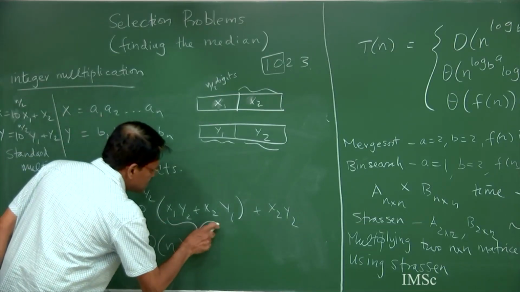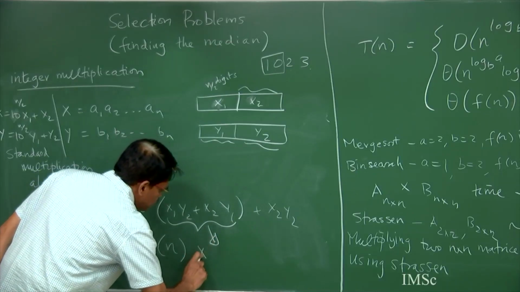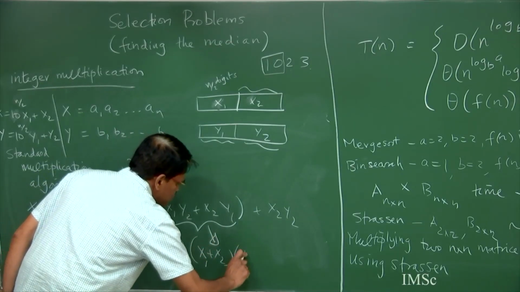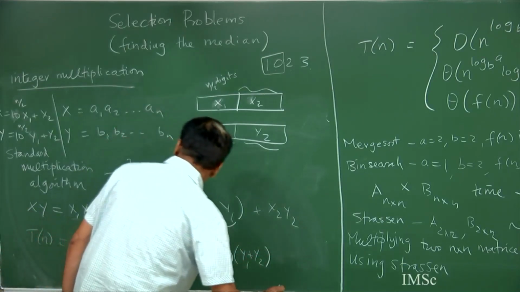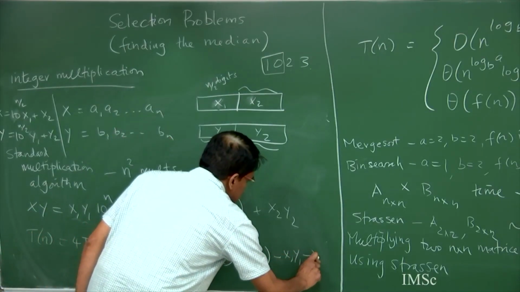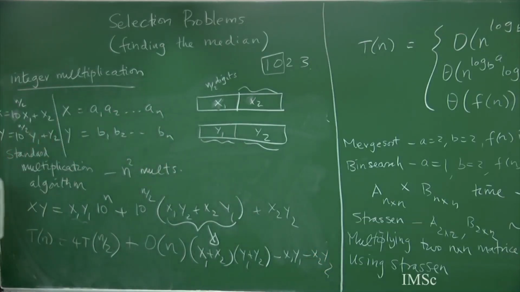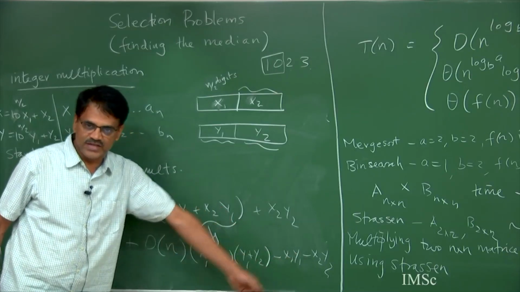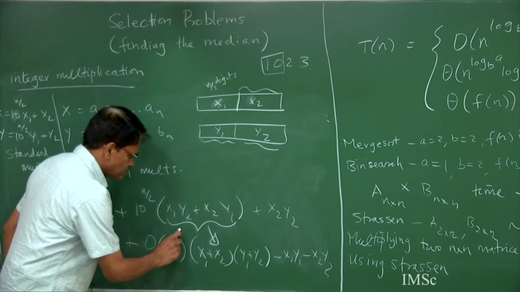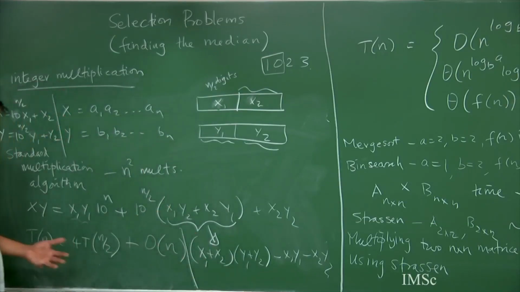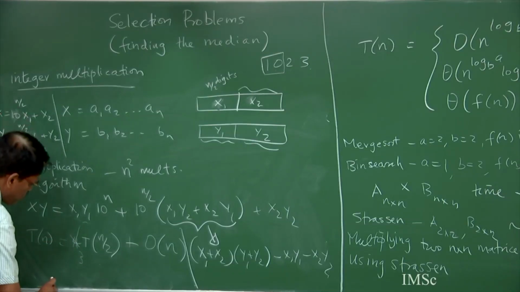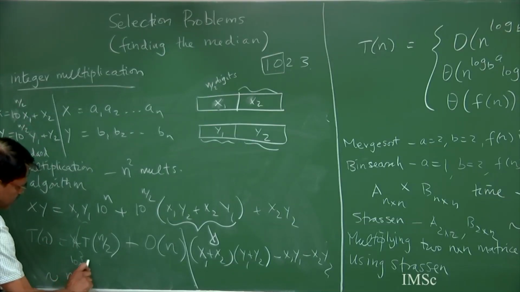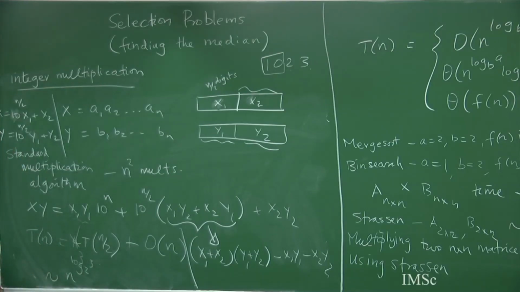We will write this as x1 plus x2 into y1 plus y2 minus x1 y1 minus x2 y2. x1 y1 has already been computed, x2 y2 has already been computed, so that is not an extra multiplication. The only extra multiplication is this, so instead of 4 now it has become 1, 2 and 3 multiplications. So this whole thing becomes n power log 3 to the base 2 instead of log 4 to the base 2.